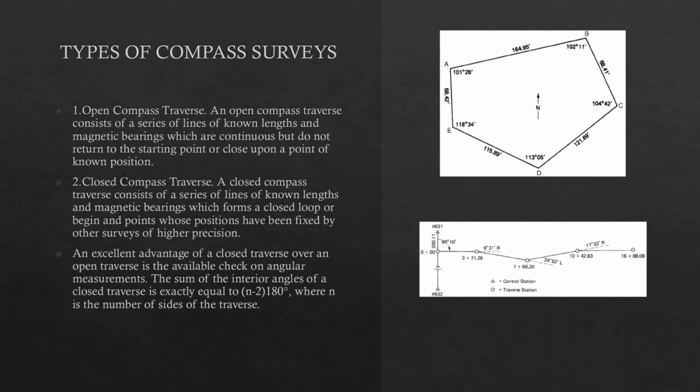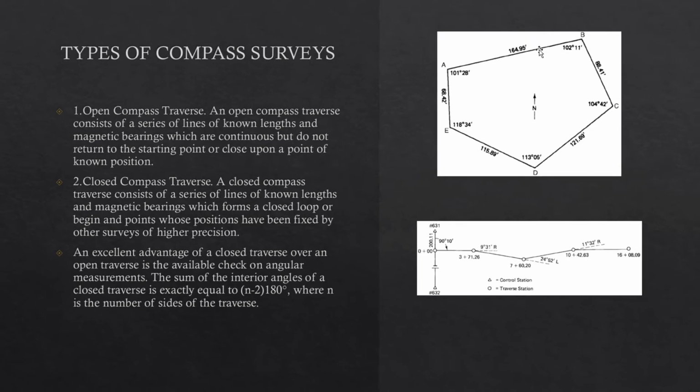So, yung close compass traverse natin is close siya. So, babalik yung last point natin is babalik din sa starting point natin. So, yun din yun. Then, an excellent advantage of a closed traverse over an open traverse is the available check on angular measurements. The sum of interior angles of a closed traverse is exactly equal to n minus 2 times 180, when n is the number of sides of the traverse.